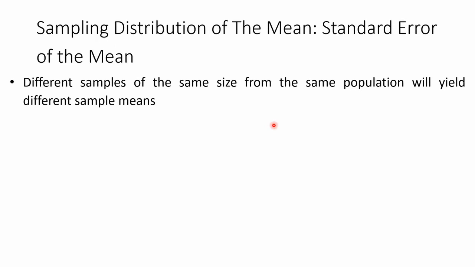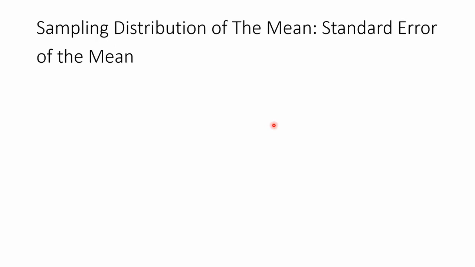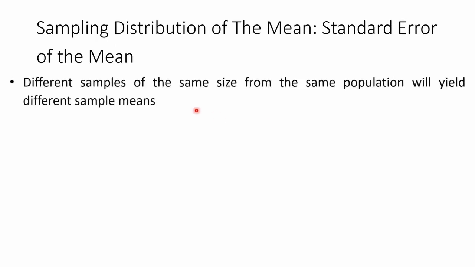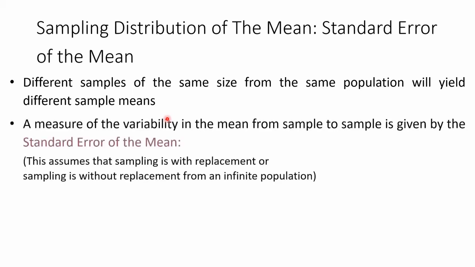Before we get to that, let's talk about the standard error of the mean. Different samples of the same size from the same population will yield different sample means. That is understandable because you have various samples and you're considering the means of each of these samples, right? So there can be a difference. This difference is measured by something called the standard error of the mean. And what is the equation for that? That is given by sigma x bar.